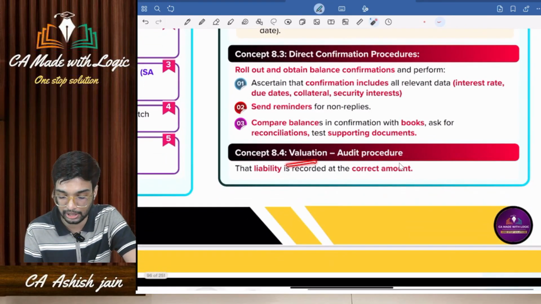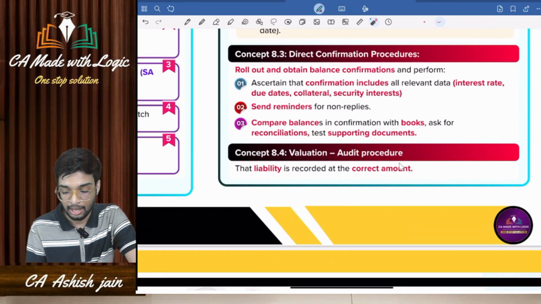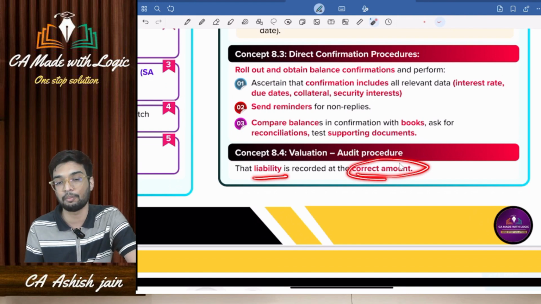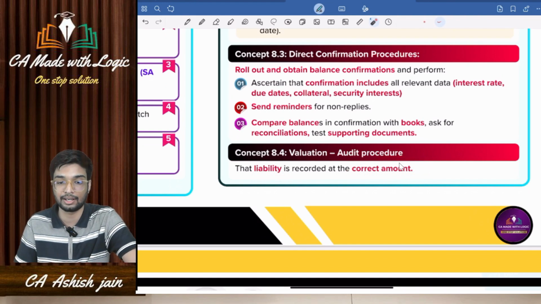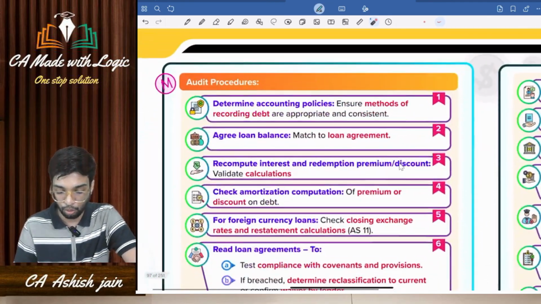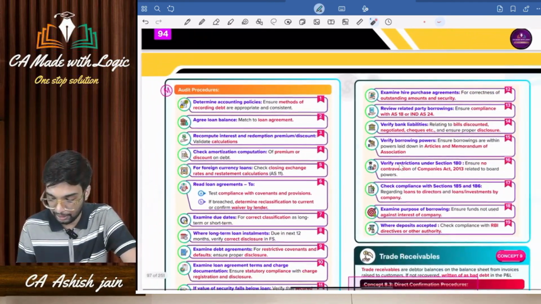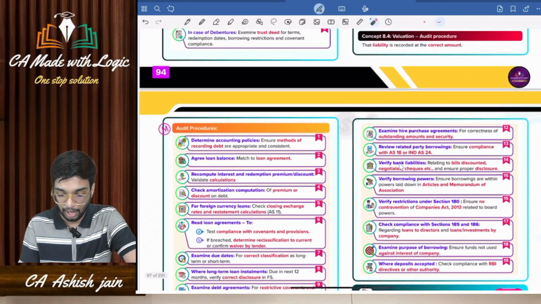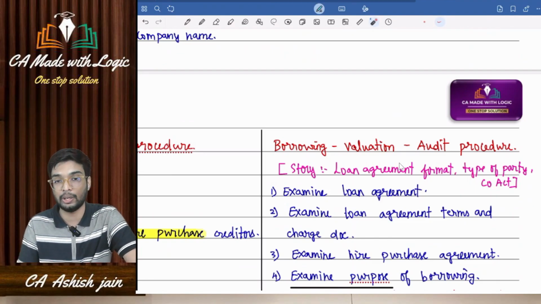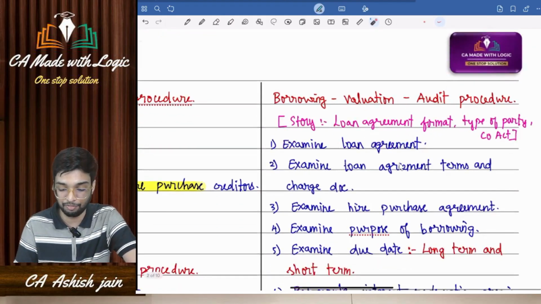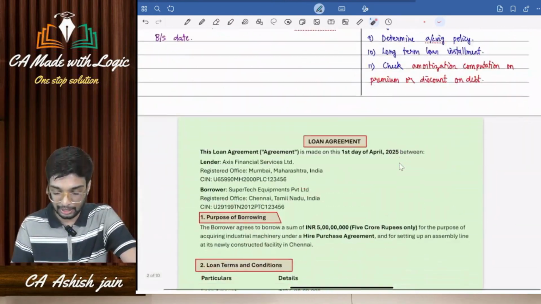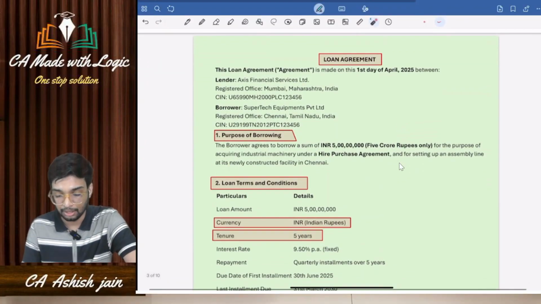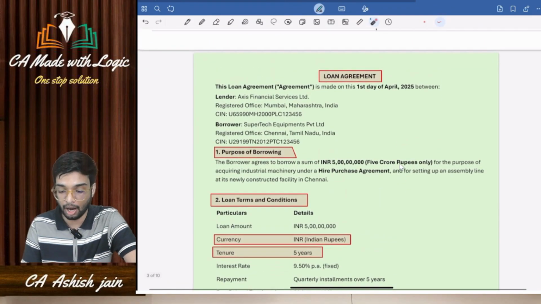Then comes valuation. Valuation is nothing but whether liabilities are recorded at the correct amount or not. The auditor has to do certain procedures related to this. Here comes a total of 19 points. I will discuss them in a very quick flow, and you will understand very accurately in a logical flow. Let me show you a loan agreement, how it looks.